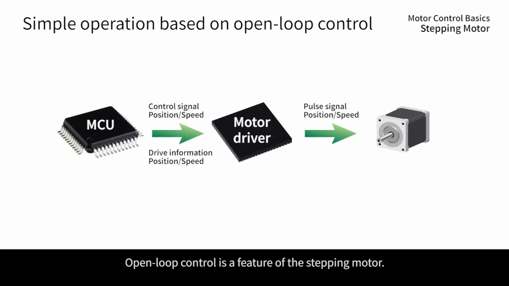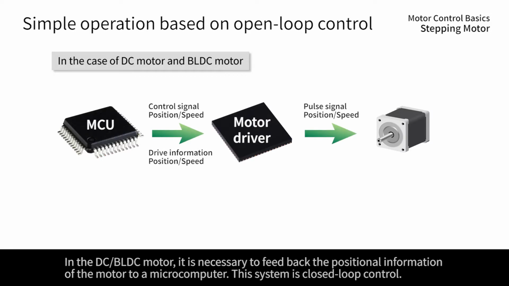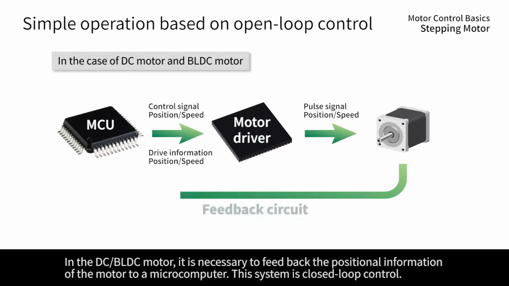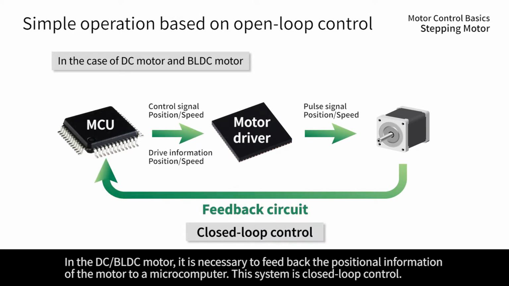Open loop control is a feature of the stepping motor. In the DC or BLDC motor, it is necessary to feed back the positional information of the motor to a microcomputer. This system is closed loop control.